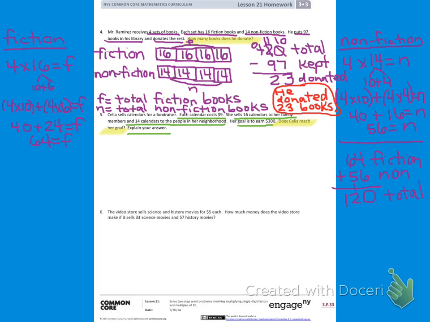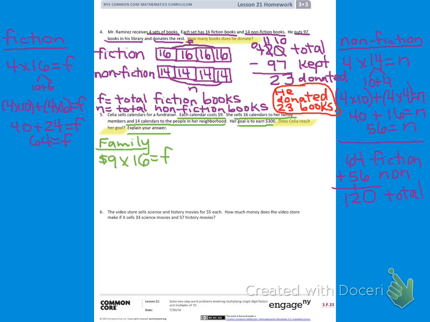Instead of drawing a tape diagram, let's go ahead and use the distributive property of multiplication to figure this out. Right here, we'll figure out how much she made selling calendars to her family. According to the story, each calendar costs $9, and she sold 16 to her family. So that's $9 times 16. And that will equal F.